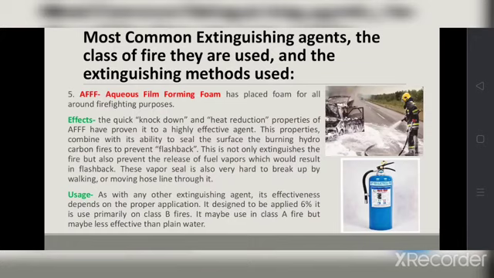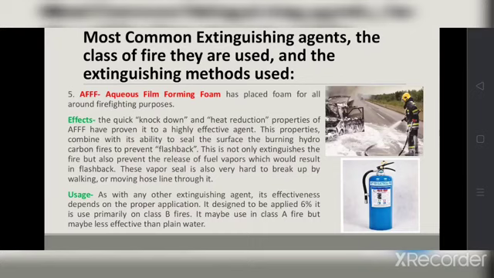So another common extinguishing agent is called AFFF, or the aqueous film forming foam. It is a foam for all around firefighting purposes. So what are the effects of AFFF? The quick knockdown and heat reduction properties of AFFF have proven it to be a highly effective agent. These properties combine with its ability to seal the surface of burning hydrocarbon fires to prevent flashback.